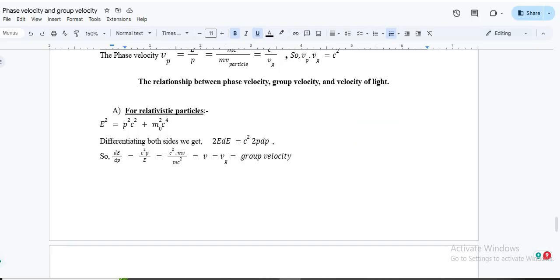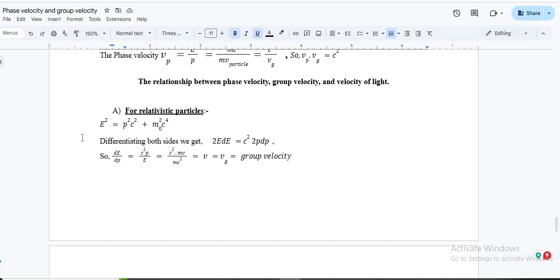So what is the Dirac equation? The Dirac equation is given by E square is equal to P squared c square plus m0 square c to the power 4. This is mc square whole square. So what is m0? m0 is the rest mass of the particle.